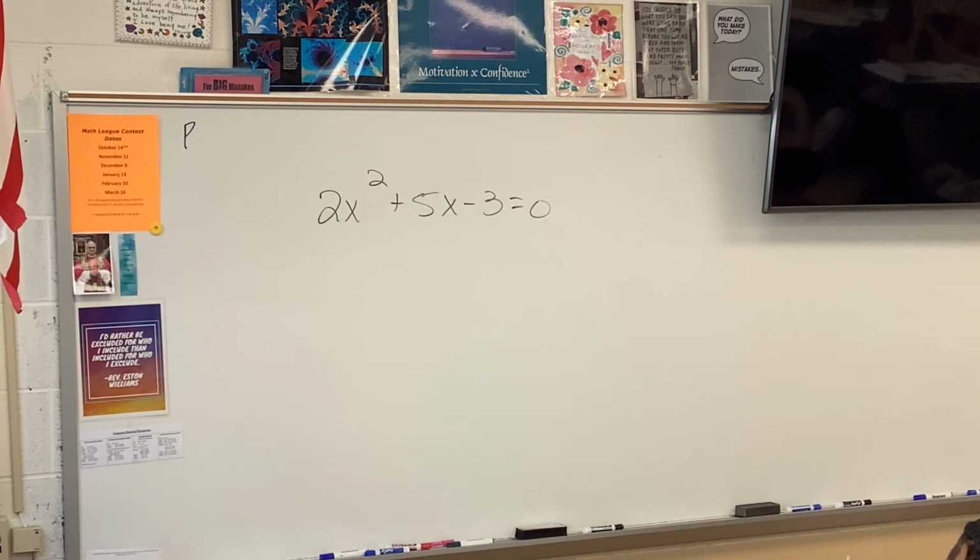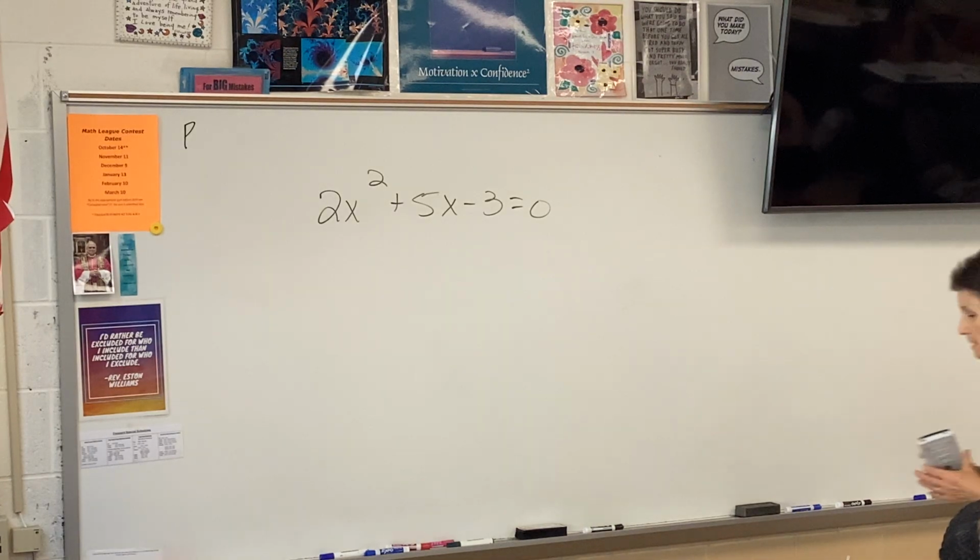And then minus 3. All right, did everybody have the equation typed in? 2x squared plus 5x minus 3. Got it? Now hit graph. Graph button right here. And do you see a nice little parabola?